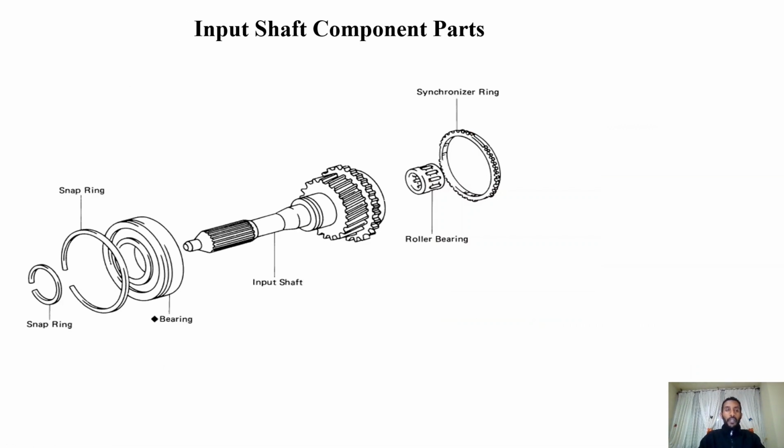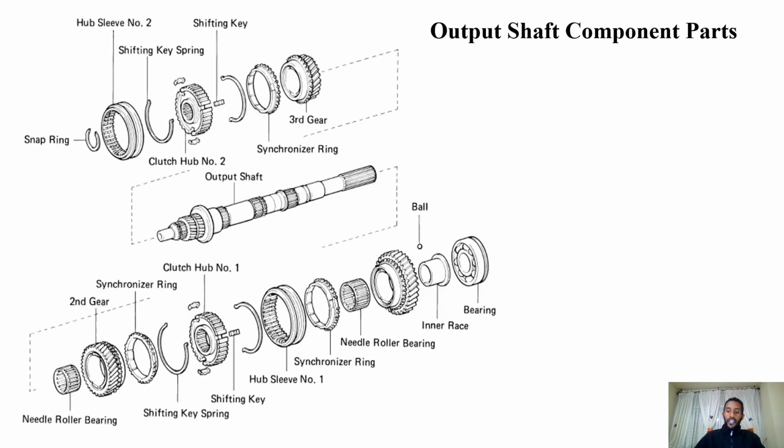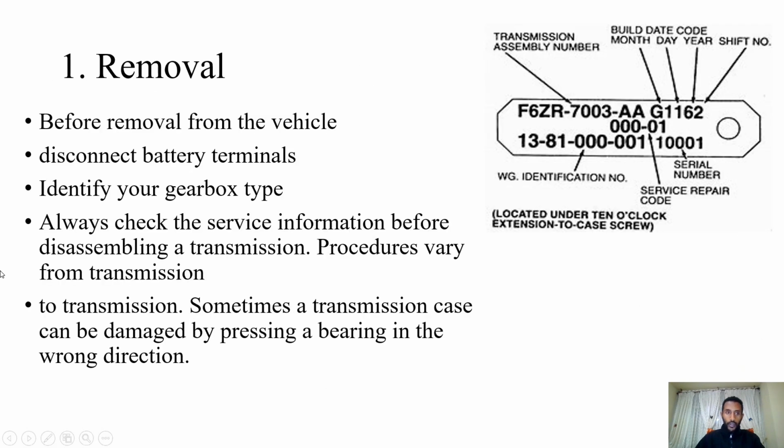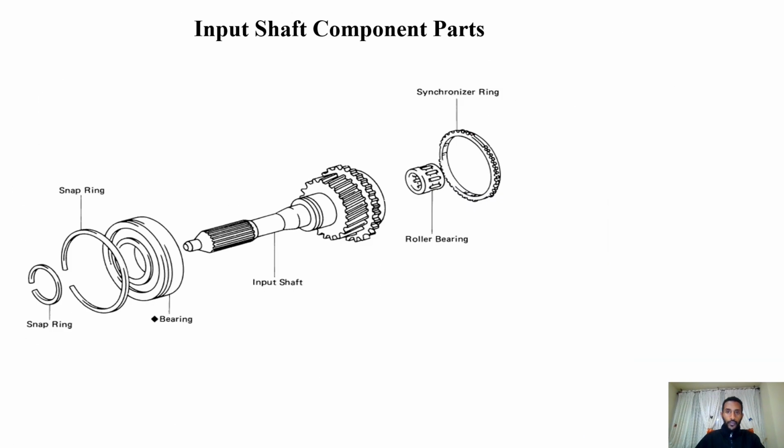When you see the components one by one, the first one is the input shaft. If we say input shaft, it means this part receives power from the gearbox. Let's see one by one. When you see the components of the input shaft, this is the snap ring which supports the bearing over here. It's supported with two bearings, a small and a big bearing.